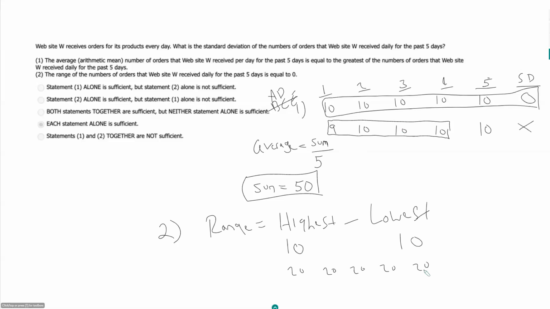But if the range is equal to 0, they're basically telling you all of your numbers have to be the same. If the highest number is equal to the lowest, then all the numbers in between also have to be equivalent. If all of your numbers are the same, that is another way of saying you have a standard deviation of 0. And so that is the only possibility here. So that is also sufficient, and D is your answer.